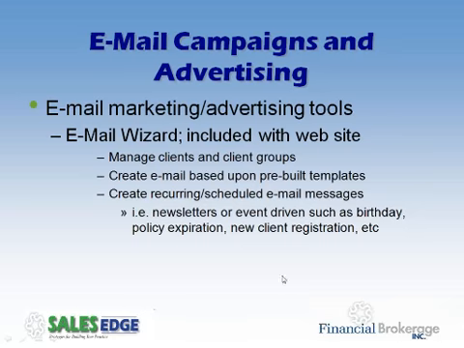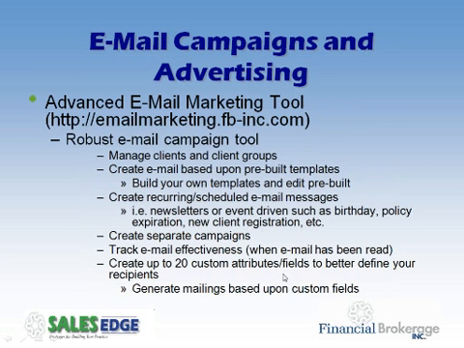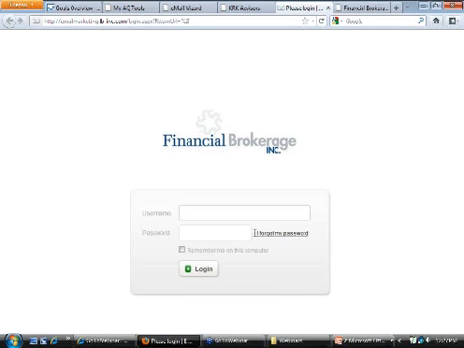The last piece is an advanced email marketing tool. There is a cost to it, but you can really control those costs. It allows you to do a lot of the same things that I had shown you in that free wizard that's included with your website, but you can track email effectiveness with this one. So you can actually see when people open your email messages, who has, who hasn't. You can see people that have opted in or opted out, and it allows you to really capture a little bit more information on your clients when they're entered into the system. I'll show you how that's done.